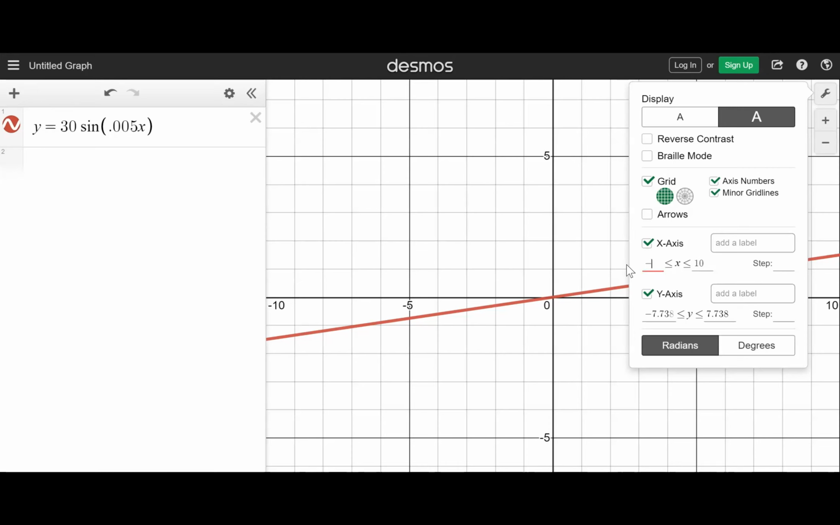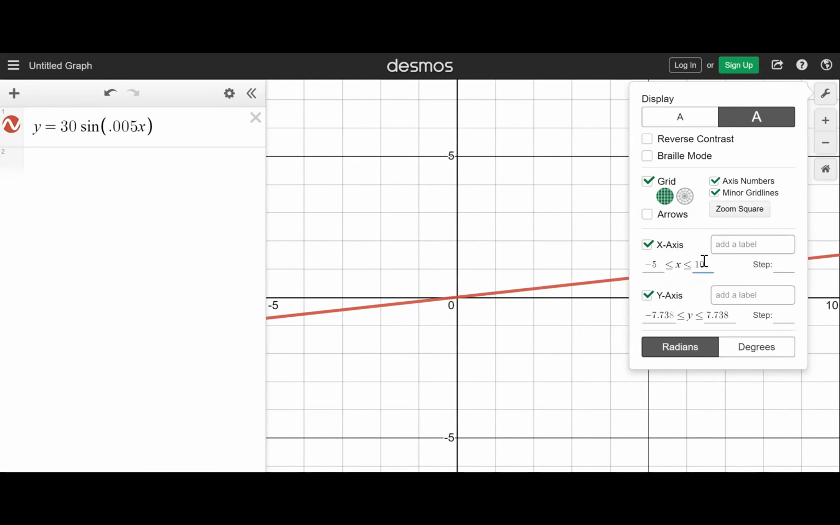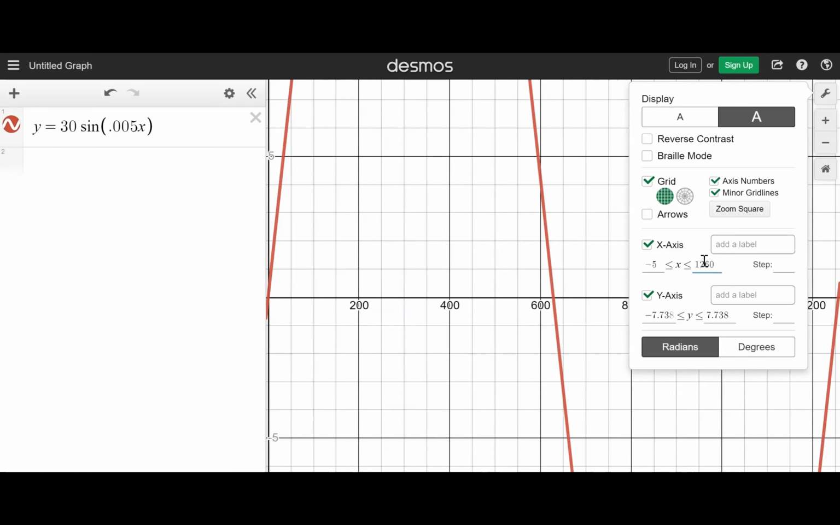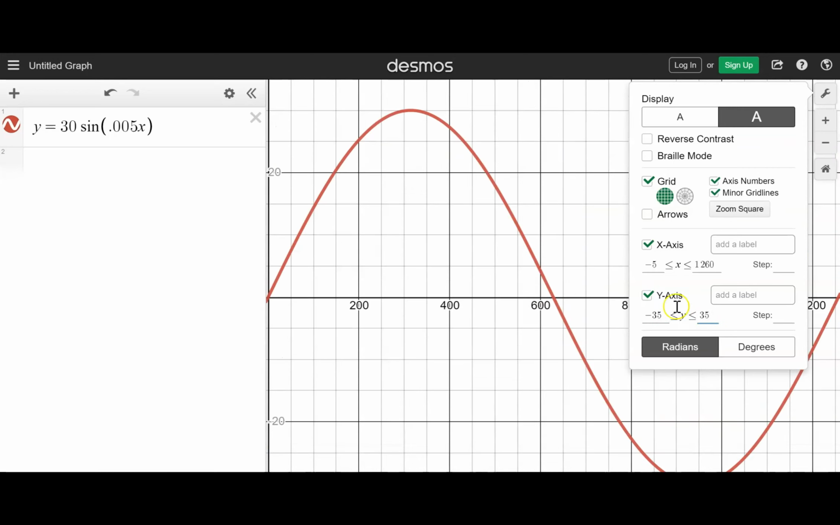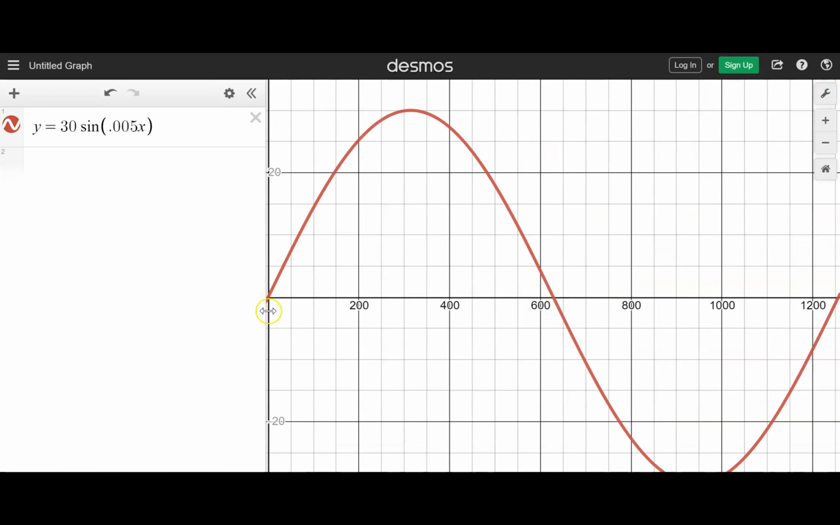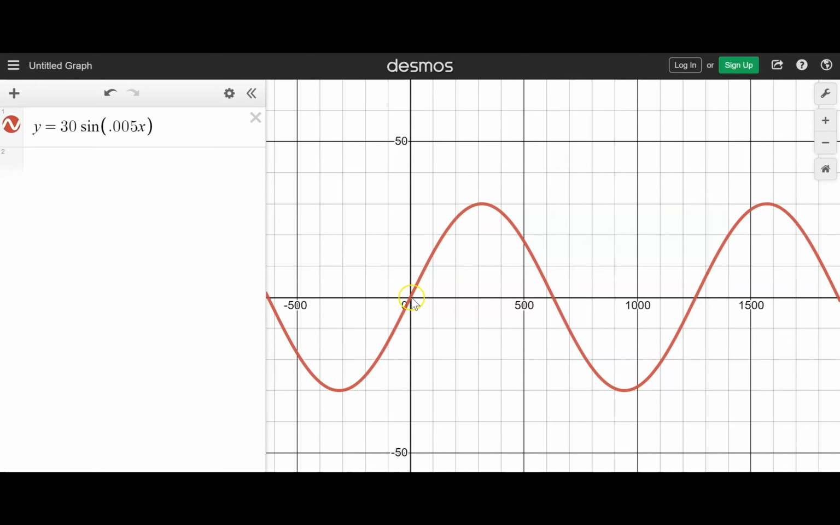The x min value, remember I made that -5, and then we made our x max value 1260, and then our y min value, we made that -35 and then +35. So now we have a much better viewing window and we can see one full period graphed of our sine function. It's actually cut off a little bit on the bottom, so I'm going to zoom out slightly. Now we can see more than just one period, but the bottom got cut off, so I wanted to show you that part. So that's how we would go about graphing this in Desmos.